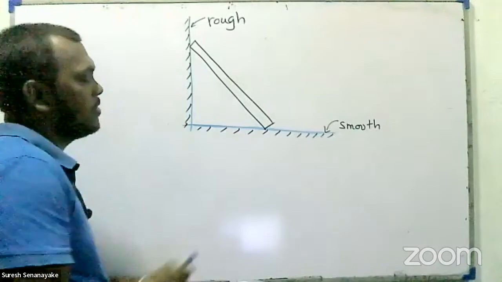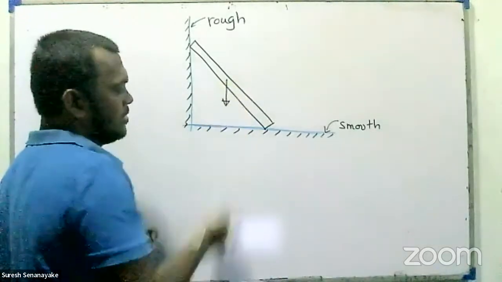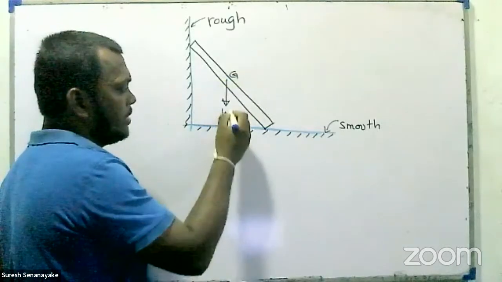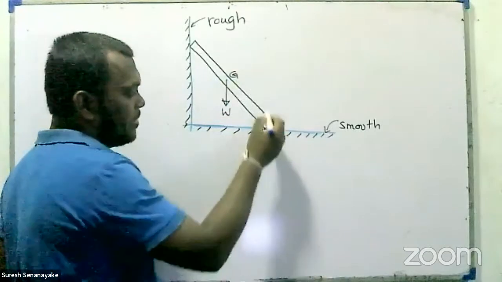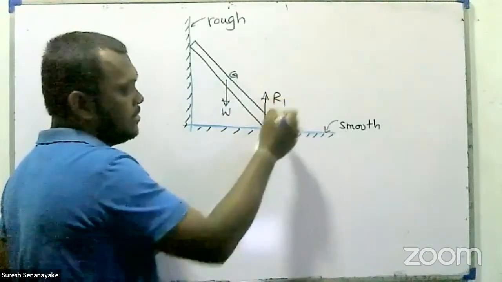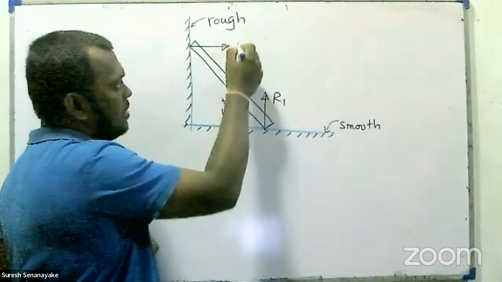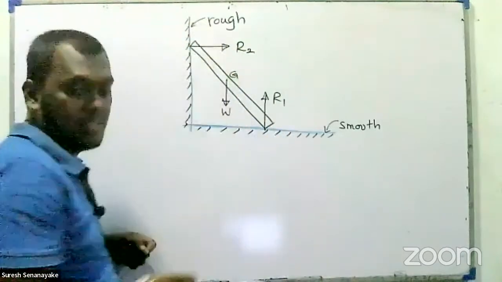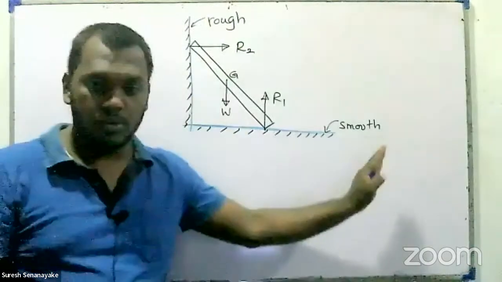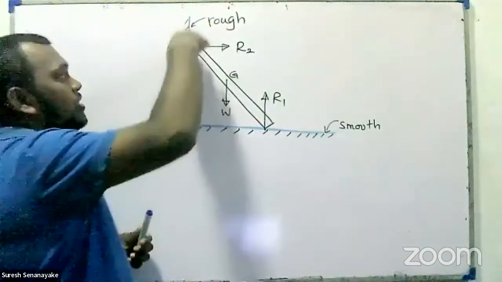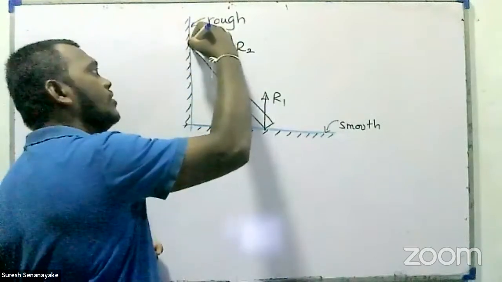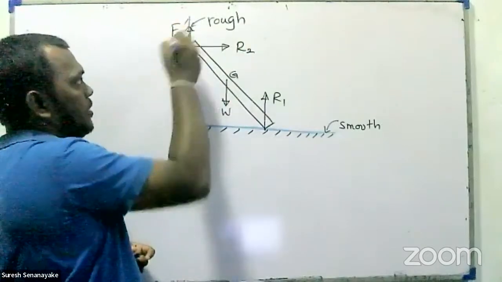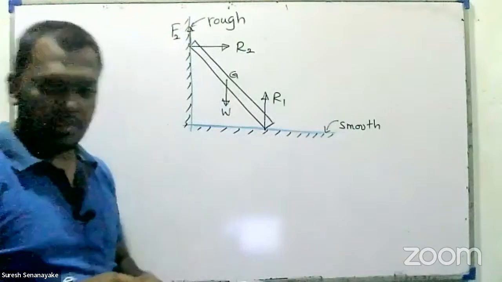In this kind of case, you need to draw the forces acting on it. The forces acting on the ladder: the weight of the ladder at the center of gravity, let's say W. A normal reaction from here, let's say R1. A normal reaction from the rough surface, let's say R2 here. This is smooth, so no friction there, but the rough surface has friction because the ladder has a tendency to move rightward, so this will go down. The friction will act opposite to the direction it tends to move.